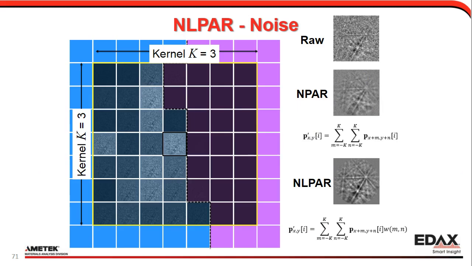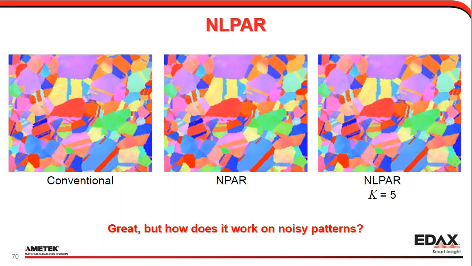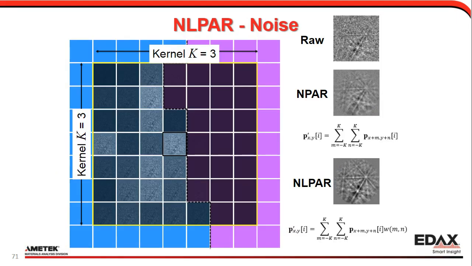This one, you'll notice that K equals 5. That's plus or minus 5 nearest neighbors, or fifth nearest neighbors, I should say. So that's great for a regular nice scan, but how does it work with really noisy data? You can see it really does a great job. Here's an example where we've added noise, and you can see the resulting NLPAR pattern is very clear and sharp and easy to index.